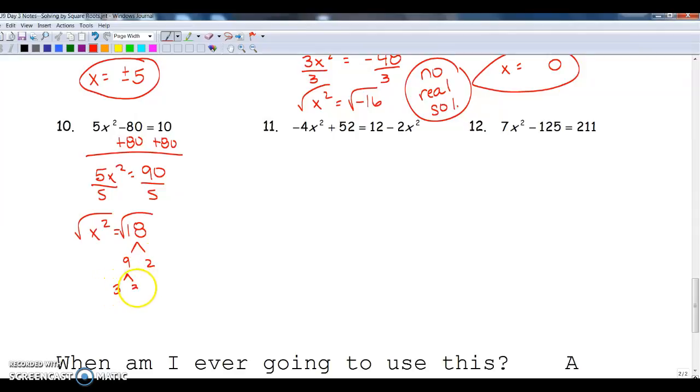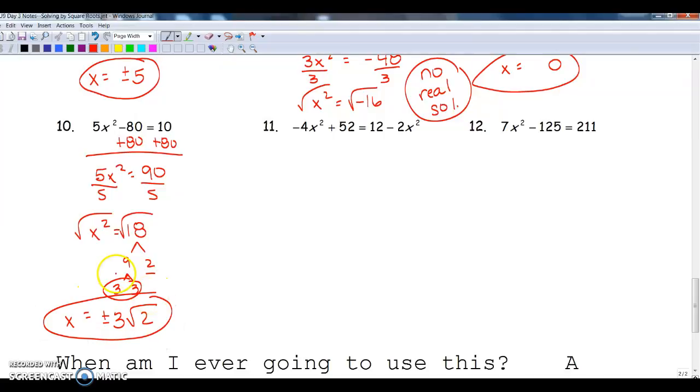Okay, we're not going to do any rounding or anything like that. 18 breaks down to 9 times 2. 9 breaks down to 3 times 3. We circle our pairs. We have a pair of 3's and a leftover 2. Pairs go out in front, leftovers stay under. And then don't forget your plus or minus when you are done. So x is going to equal plus or minus 3 root 2.